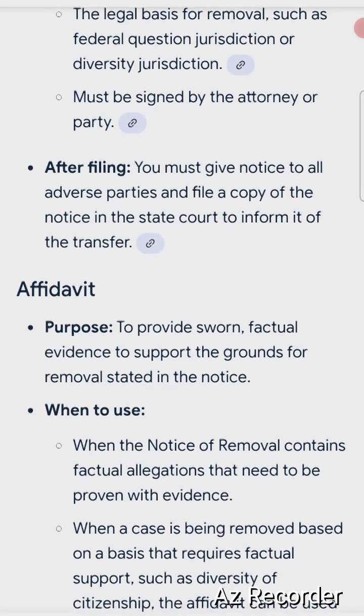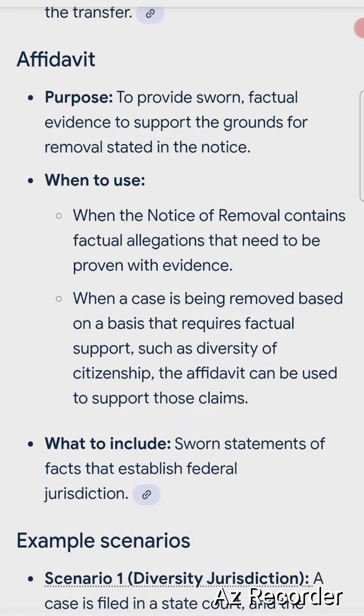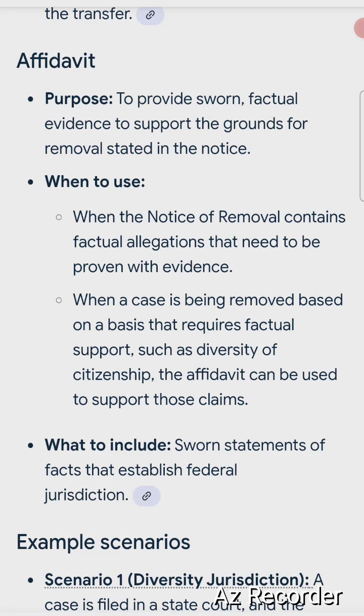All right, affidavit. Purpose: to provide sworn factual evidence to support the grounds for removal statement in the notice. So the notice of removal, the affidavit will be in support of that, for whatever you're saying in that. When to use: when the notice of removal contains factual allegations that need to be proven with evidence. When a case is being removed based on a basis that requires factual support, such as diversity of citizenship, the affidavit can be used to support those claims.